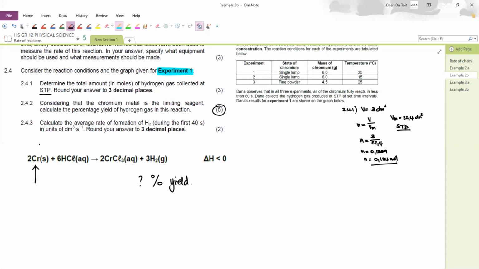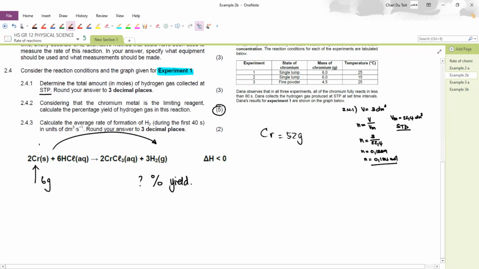Percentage yield is working forward, while percentage purity, we work backwards. So I want to give you 2 minutes. Think about that. See what you can do. Remember, in experiment 1 we have 6 grams of chromium. And you need a periodic table to get the molar mass of chromium. I think it's 52. Do you have a periodic table there? No. Okay. The one I've got is not rounded off. Chromium is 52 grams per mole. Molar mass. So see what you can do.